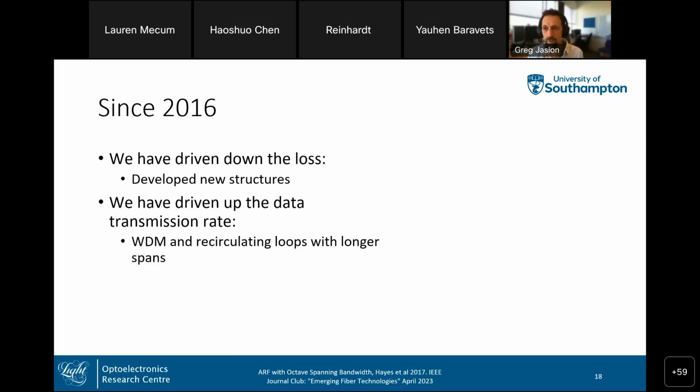So I just want to tell you a little bit about what happened since 2016. So we've put in a lot of effort to drive down the loss. So this required developing new structures, and we managed to make great progress improving the transmission rate using WDM and recirculating loops. And that also meant we had to make longer spans of fiber.